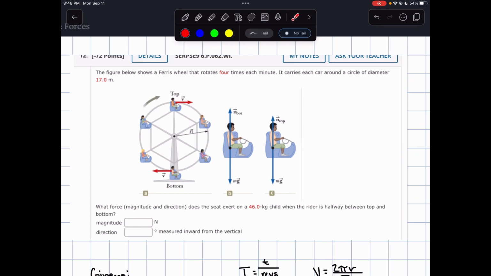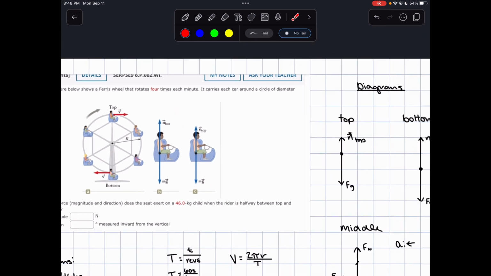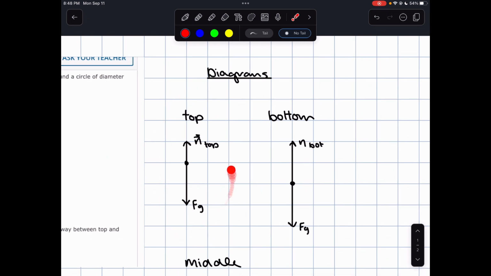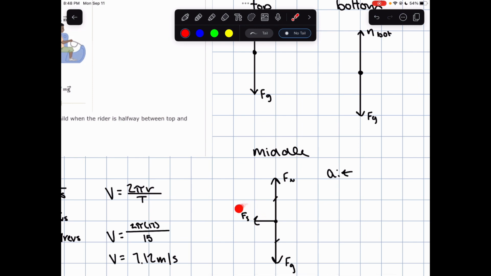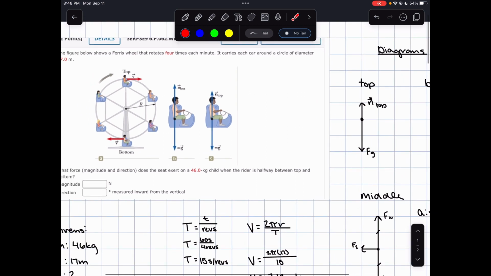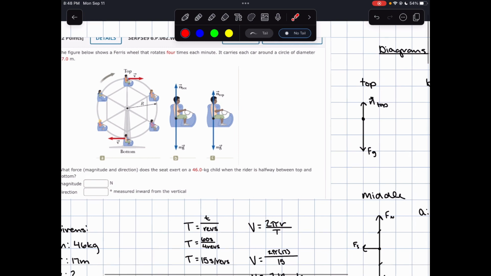So where do we start with this problem? First, let's start conceptually. As you can see, they already provided our two free body force diagrams. So over here I replicated them, and then I added a third, making the diagram of what the force is on the car and at the middle. Like the others, you have the normal force, you have the gravitational force, but this time you also have static friction because it's keeping the rider on the seat and its centripetal acceleration inwards.